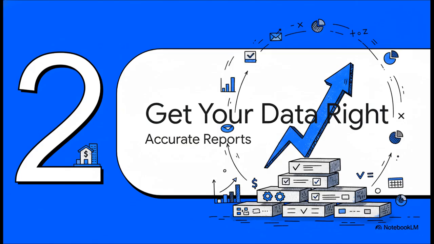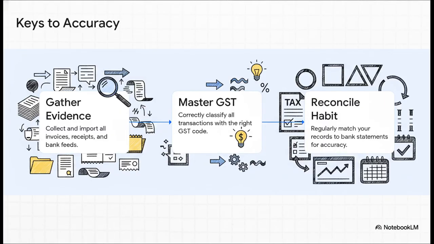Awesome. Now let's get into how to actually prepare it all. And everything starts with the foundation of a good tax return: clean, accurate data. So how do you make sure your data is perfect? It really just boils down to these 3 powerful habits. First, you've got to systematically gather all your evidence. Second, you need to master the GST classifications for every single transaction. And third, make reconciliation, matching your books to your bank statement, a regular habit, not some big scary thing you do once a year.